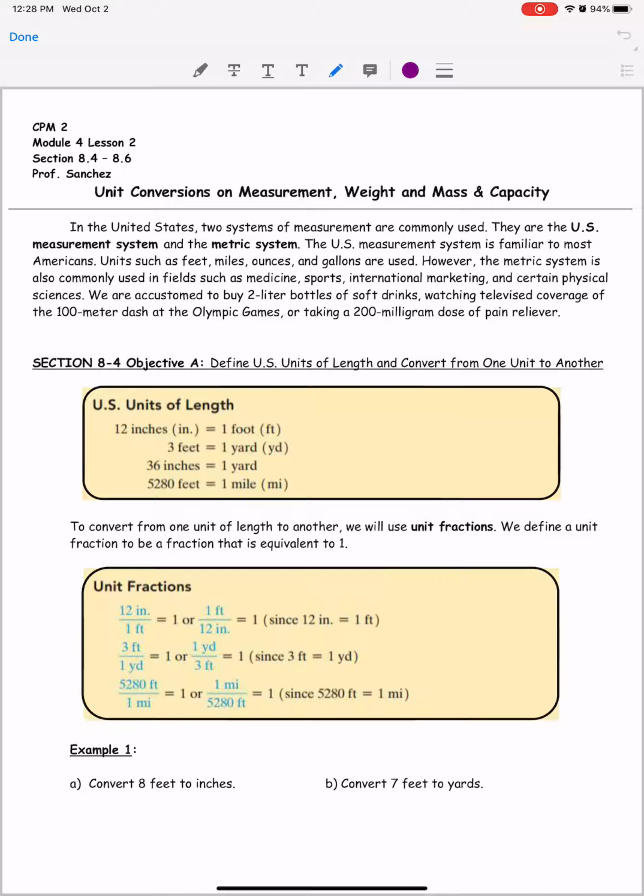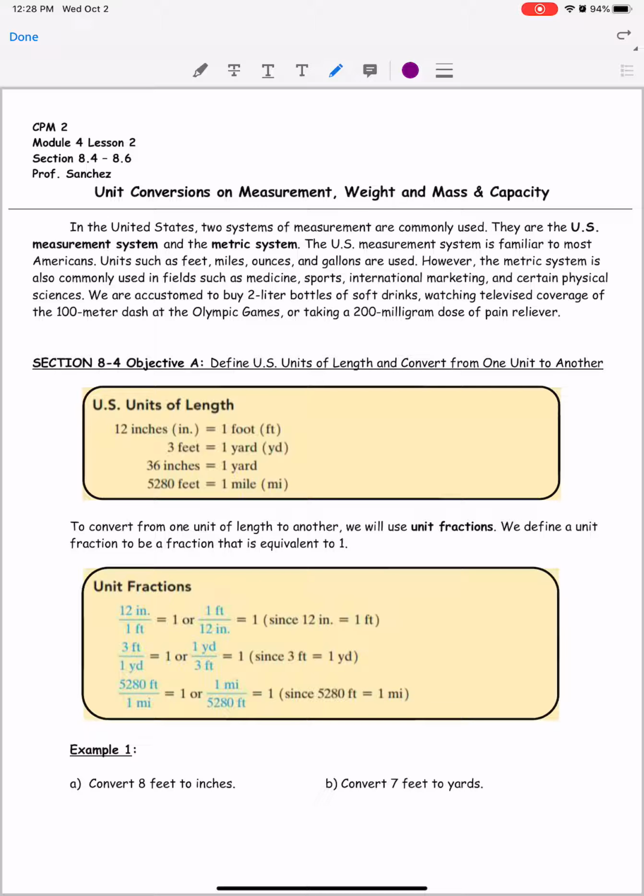This is Module 2, Lesson 4. We are doing unit conversions, and basically this is just dimensional analysis. We're going to get into some harder dimensional analysis when we go into CPM 3, but this is kind of a preview of it. So, right here we got a big paragraph.